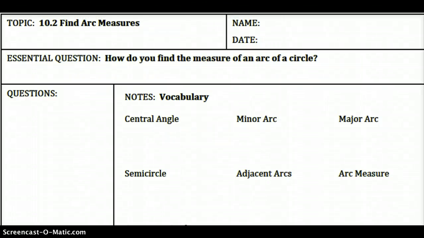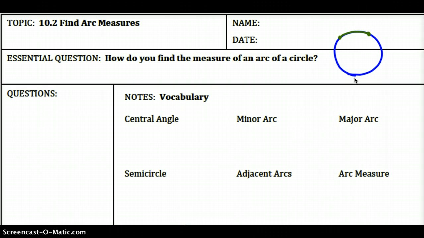10.2, find arc measures. Essential question: How do you find the measure of an arc of a circle? First of all, an arc of a circle is simply a piece of the circle. So if I go ahead here and draw a circle, an arc would be a piece on the circle.